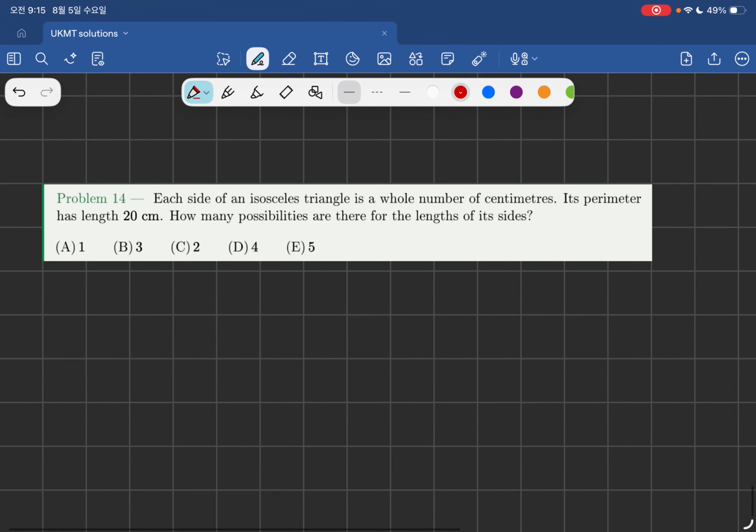Problem 14. Each side of an isosceles triangle is a whole number of centimeters. Its perimeter has length 20 centimeters. How many possibilities are there for the length of its sides?